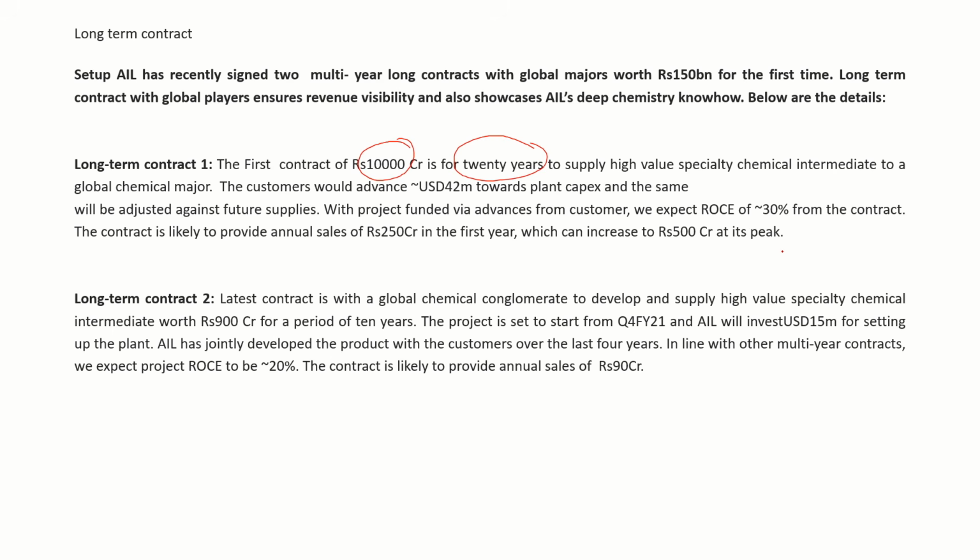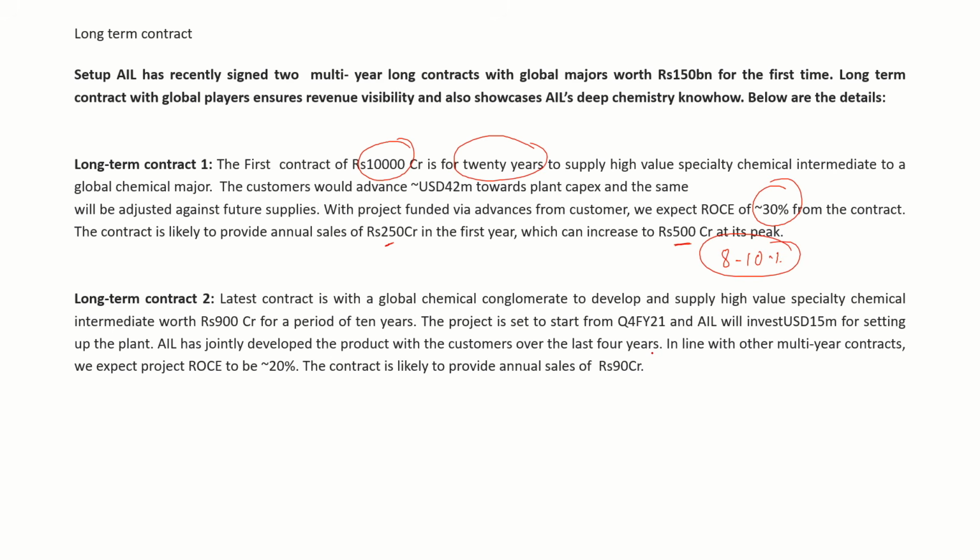So on an average, it will be contributing around 200 crores to 500 crores in sales each year. That is around 8 to 10% of sales coming from this contract, right? And the good thing is the return on capital employed is going to be around 30% on this contract. It's huge, right?